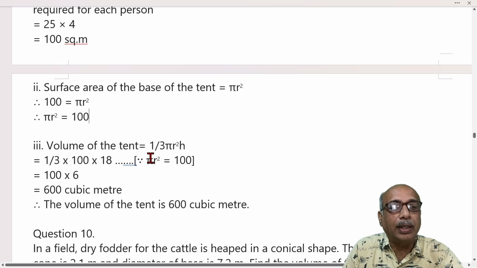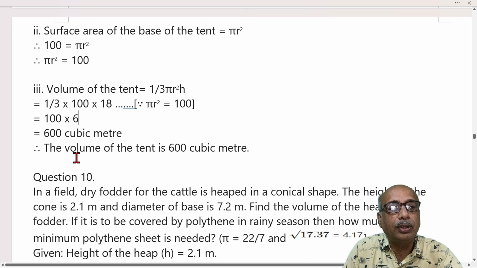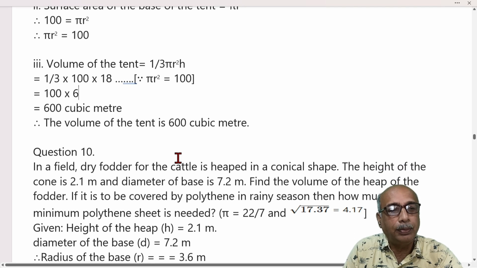And volume of the tent equals 1 by 3 pi r square h. Here pi r square, area of base is already calculated. So 1 by 3 into 100 into h. H value is 18. So substitute, 3 ones are 3, 6 are 6 into 100 is 600 cubic meter. The volume of the tent is 600 cubic meter. I am sure you know that the volume unit will be cubic unit and area unit will be square unit.